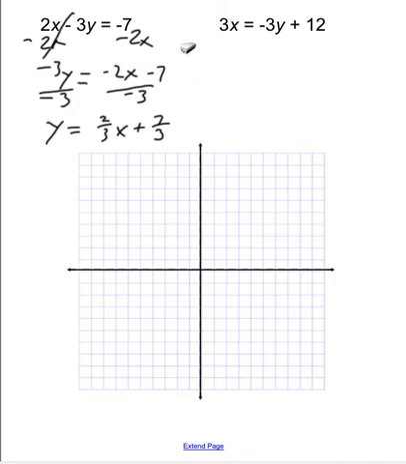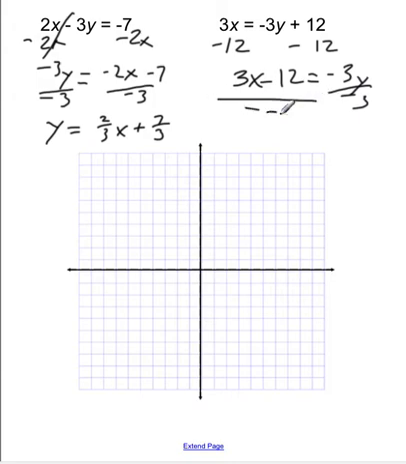I'm actually going to subtract 12. I like that better. Would have worked the other way, but messier. I've got 3x minus 12 equals negative 3y. Divide by negative 3, which gives me y equals negative 1x plus 4. I don't need the negative 1, but I'll leave it there for now.